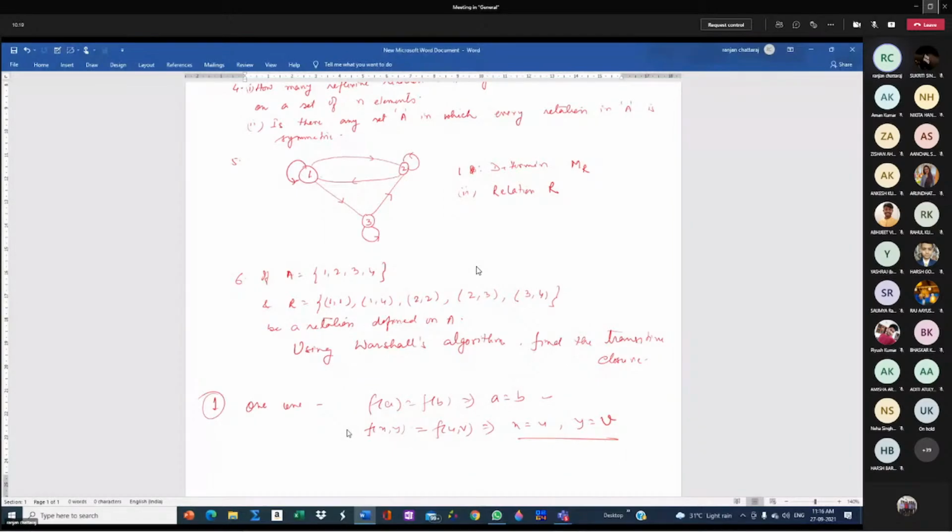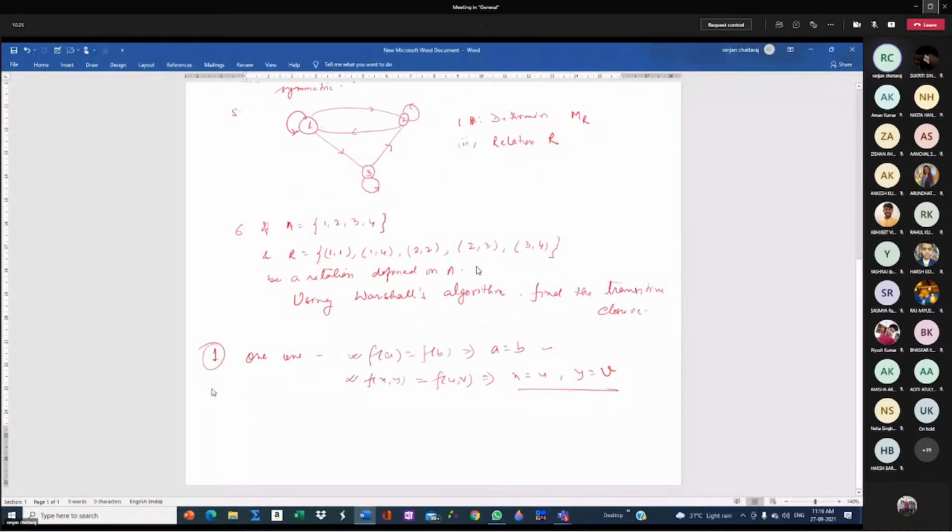What is onto? Onto means, if this is the domain and this is the codomain, if y can be expressed in terms of x, and again if it is possible to express x in terms of y, then it is one-to-one. First is one-one, and onto means there should not be any element in y which is not associated with x. That means the inverse exists.